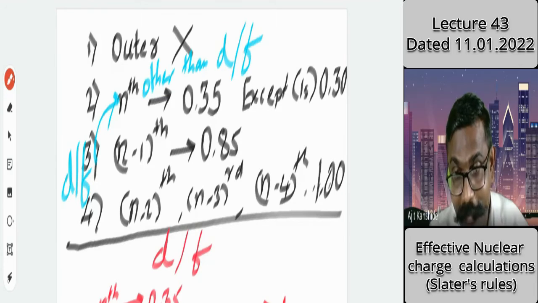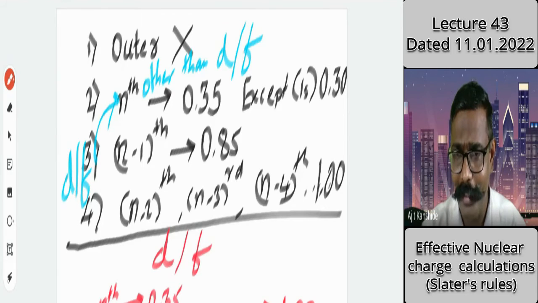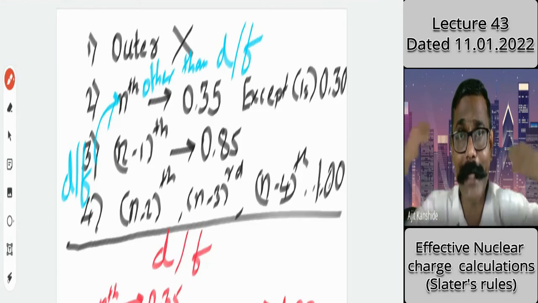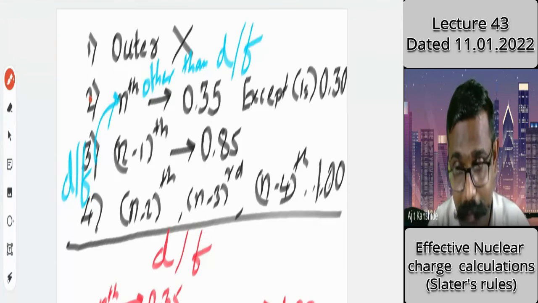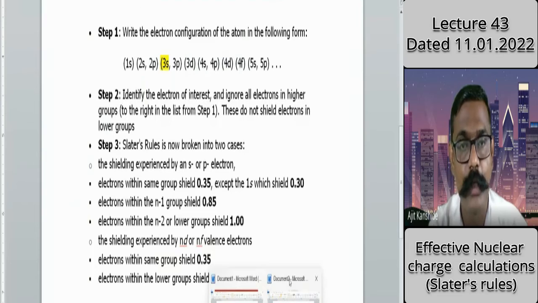1.00 is a contribution. These are the rules. Don't worry if you're wrong when you practice now, then the concept will be more clear, and that is more important. Your practice, your work is more important.